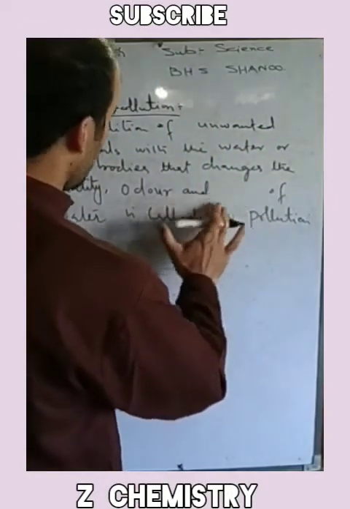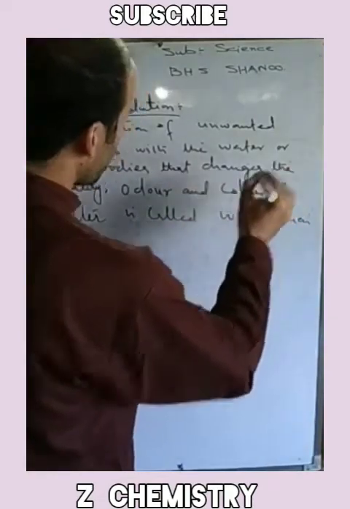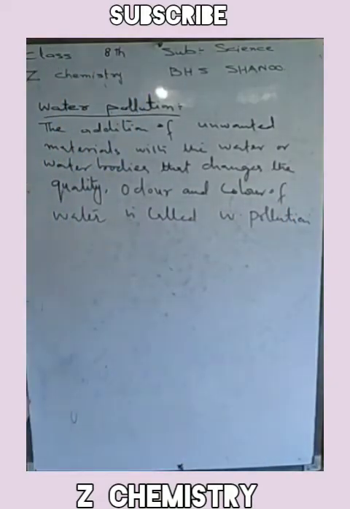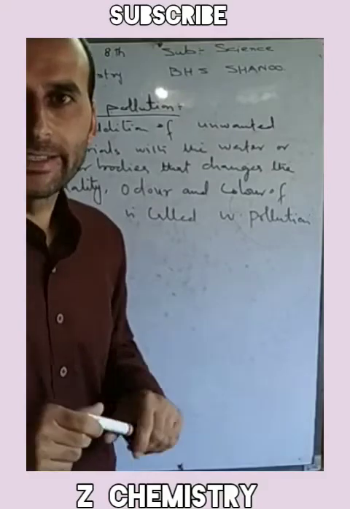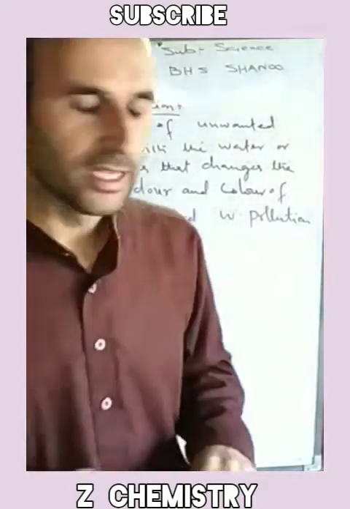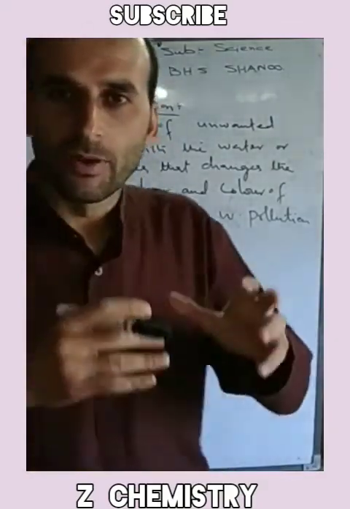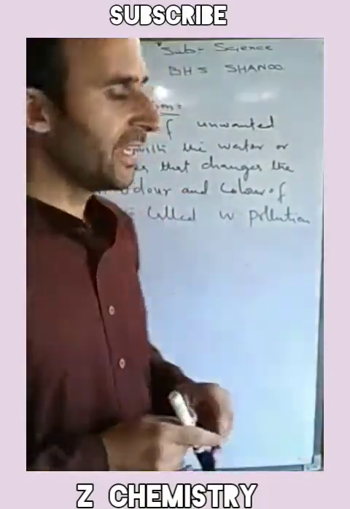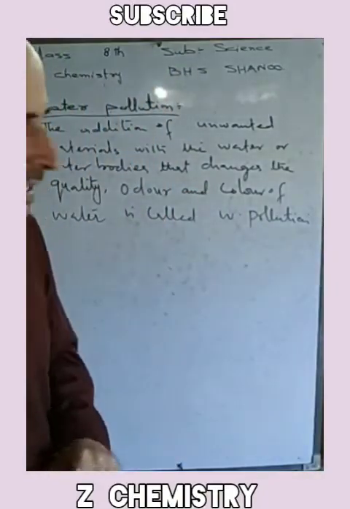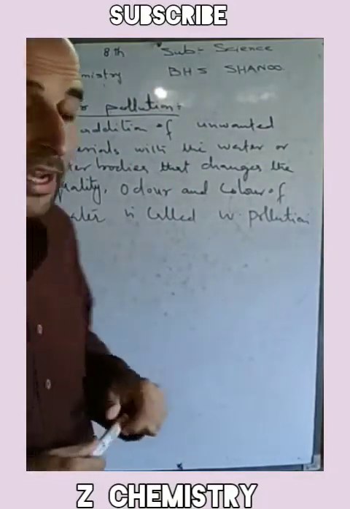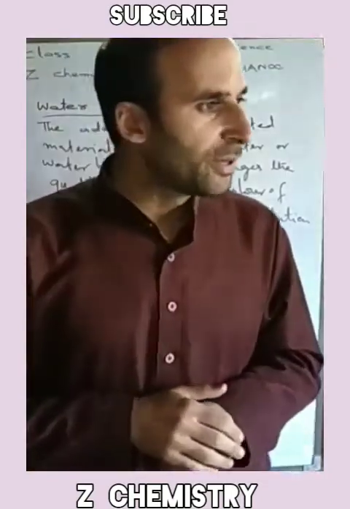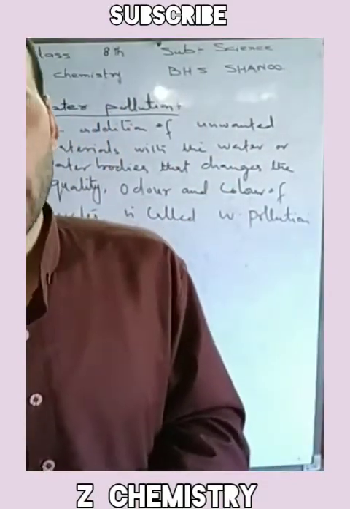What does water pollution mean? Whenever unwanted substances or unwanted materials are added into water or water bodies, there occurs a change in the quality of the water, in the odor of the water, and in the color of the water. That particular change is called water pollution.